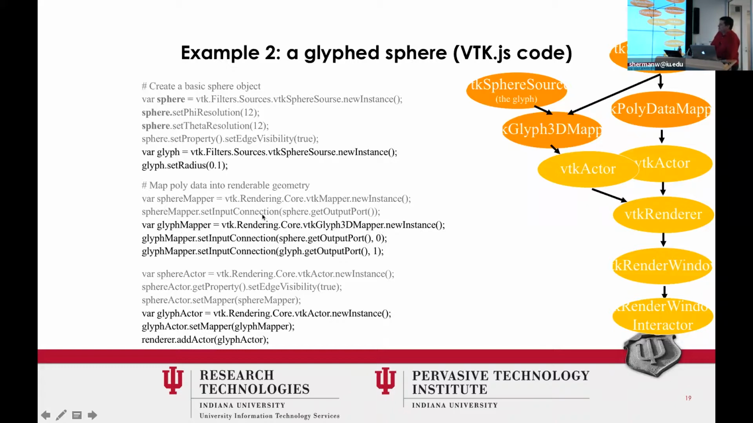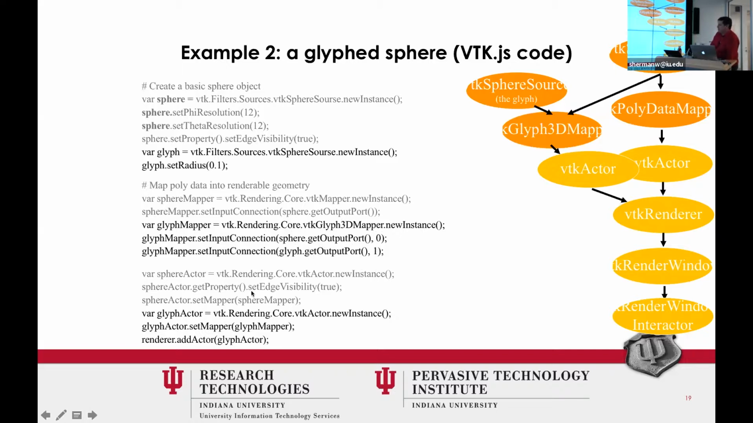And now it takes two inputs, so I have to set two connections. The connection number 0, which is just on this side of the line, is the one that's actually our data. And then the next one is our glyph. So we set our sphere, which represents our data in this case, to input port 0, and the output of the glyph goes to input port 1.